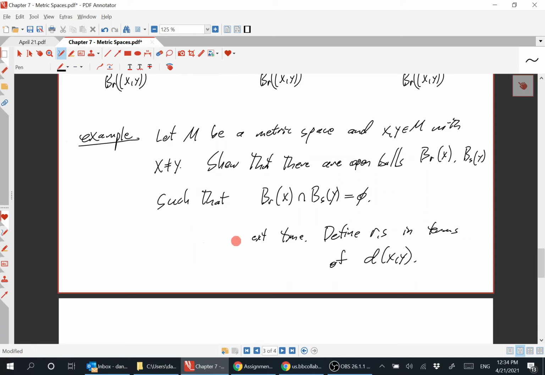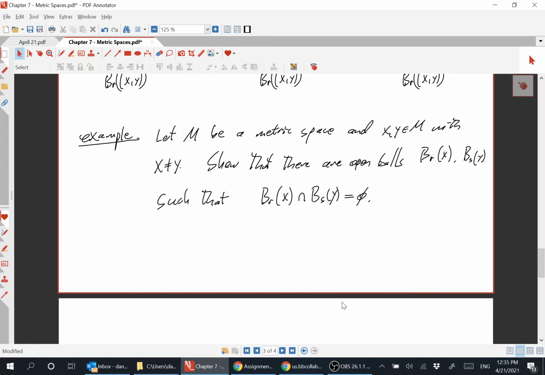Now, when you're defining open balls, when you're defining a ball that has a specific radius, you have to say what that radius is. So we need to display R and S. Tell me what R and S are, as actual numbers, and then show that those balls are disjoint. Okay, so anybody think about this? What we can use to define R and S?